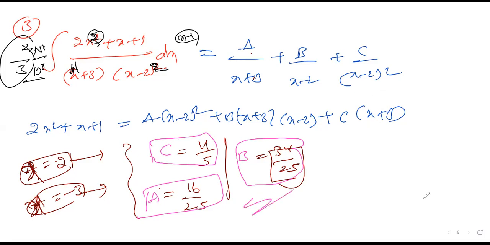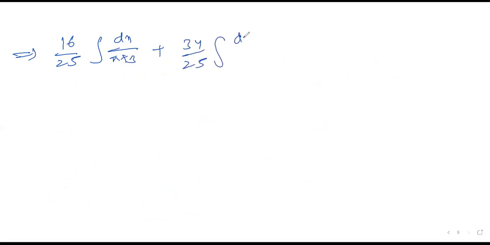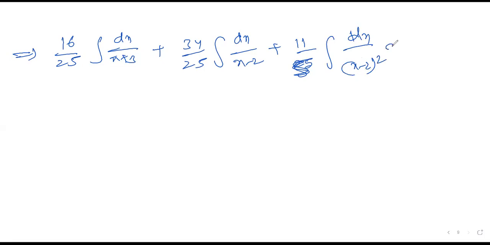Yes, sir. So I'm trying to write direct answers to the question. Move forward. A I substitute, it is 16 by 25. I take the constant out. So dx by x plus 3. The value of b is 34 by 25 and dx by x minus 2. The value of c is 11 by 25. So 11 by 5 only, right? 1 by dx by x minus 2 whole square into dx.